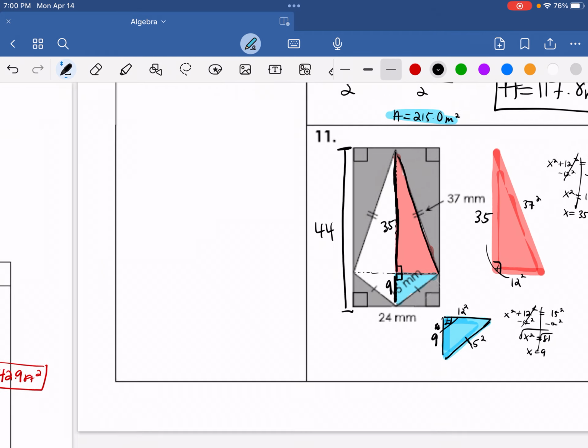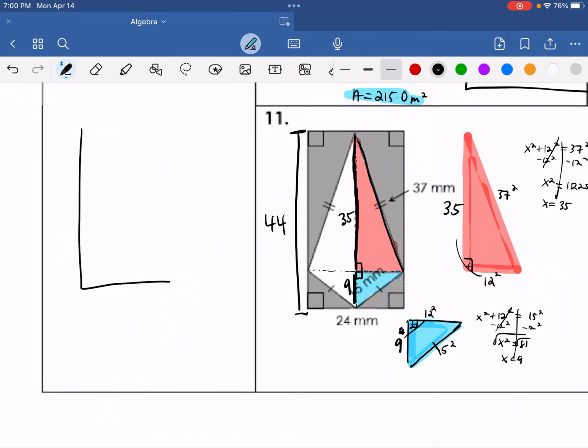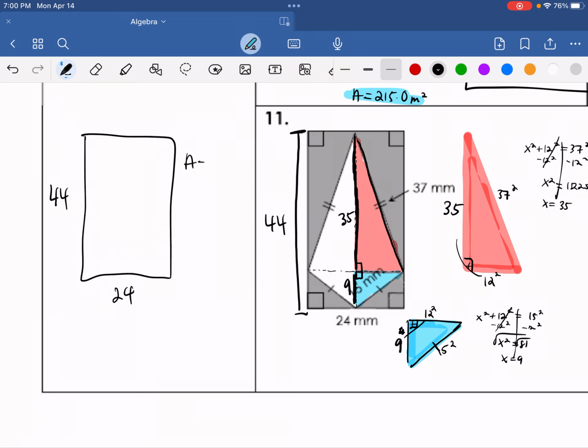So now we can find the area of just the rectangle. Okay, the rectangle has 44 and 24. So the area of a rectangle is just length times width. Like you just multiply both of them. So 44 times 24. And we get 1,056. That's the area of the rectangle. Now we need to subtract the kite, the area of the kite.